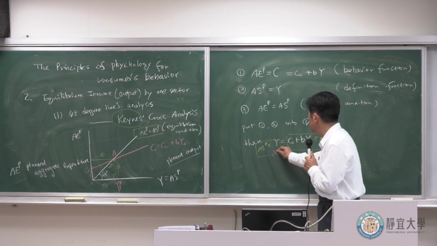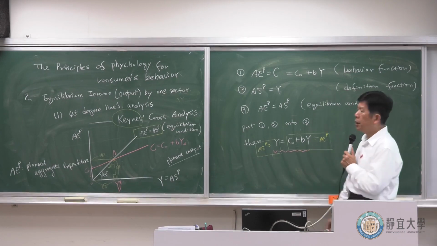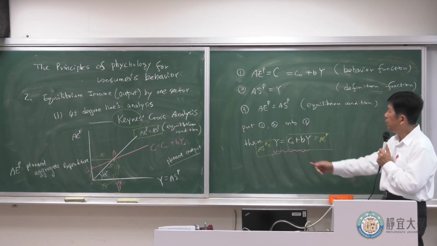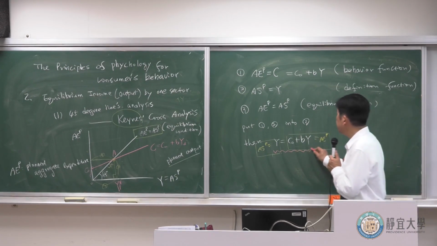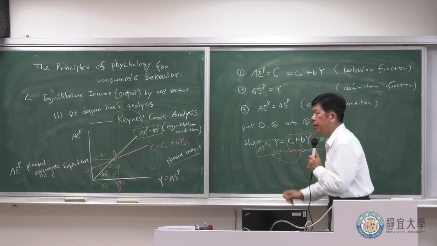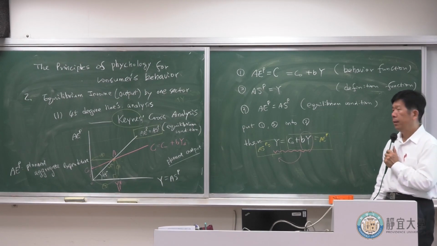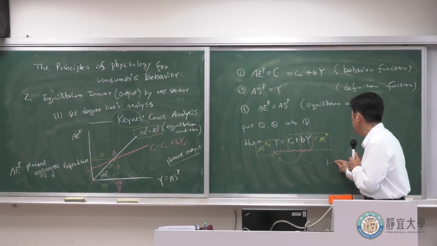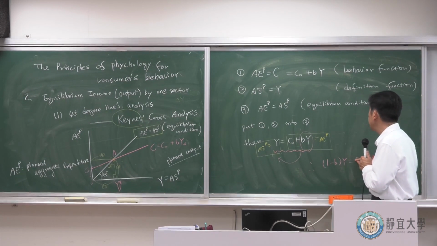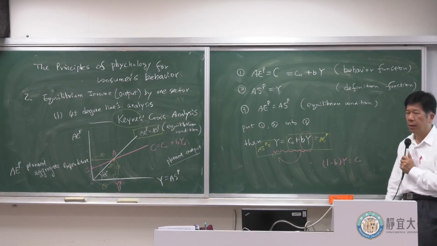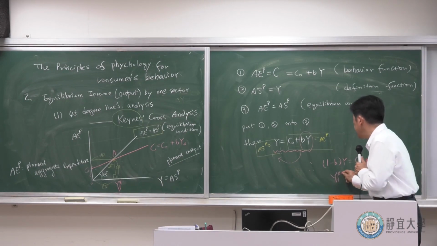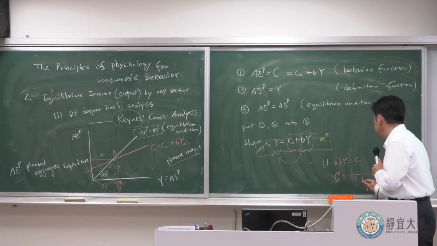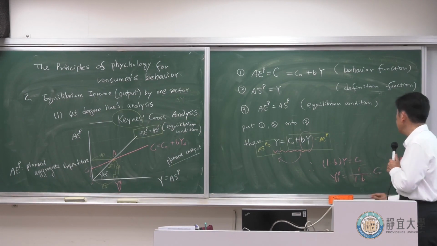You just manage this one. Because here we have the same Y, the same output, so we just move it to the left-hand side. After that, you can see (1 minus B) multiplied by Y equals C0. So finally, you can get Y1 star equal to 1 over (1 minus B) times C0.